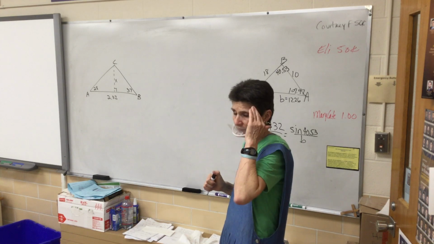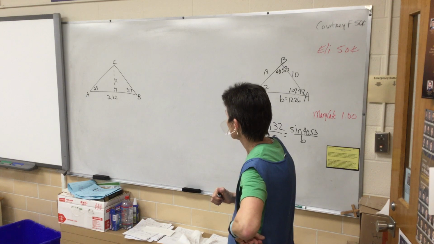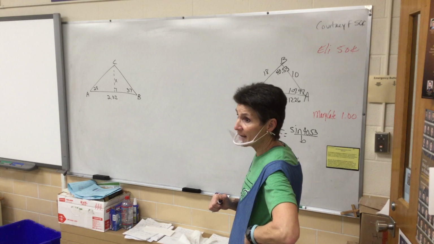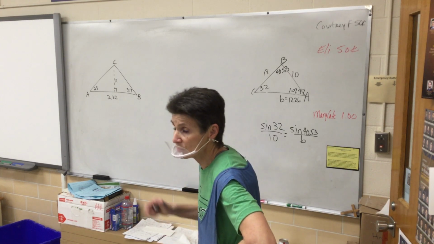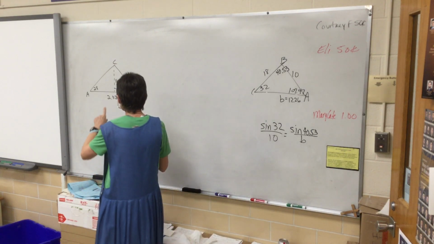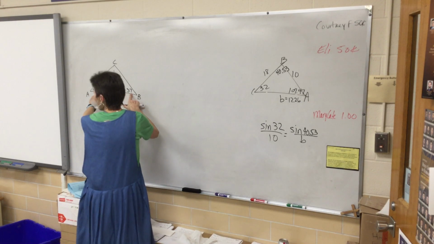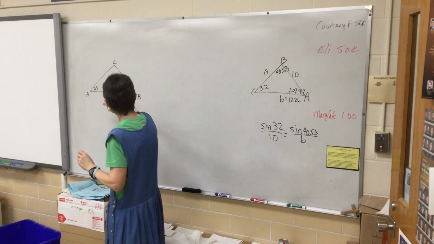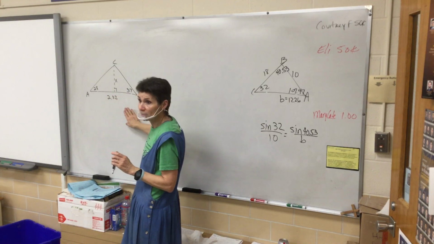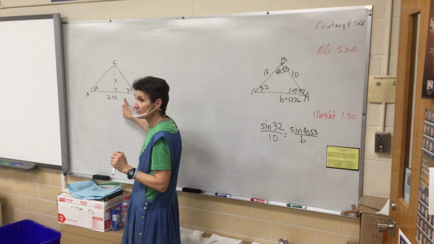Okay, now wait a second. Let's think about this for a second. When I drop that altitude, now I have a right triangle, and remember in a right triangle, you're allowed to use the Pythagorean Theorem, SOHCAHTOA, and all that. Here's the problem. I do not want you to assume that this cuts this in half. This is not an isosceles triangle, so these two pieces aren't equal. I know the whole shebang is 2.32, but I do not know either of these individual pieces. Does that make sense to you?